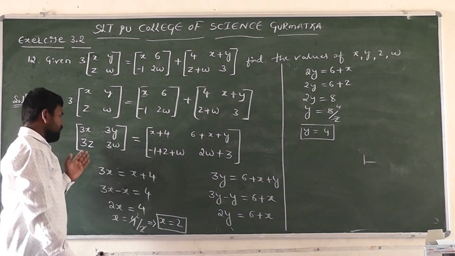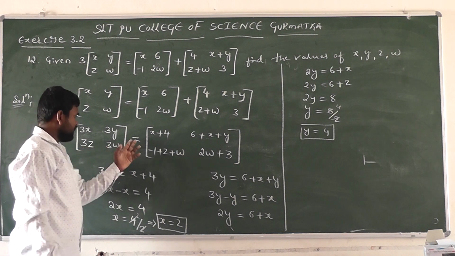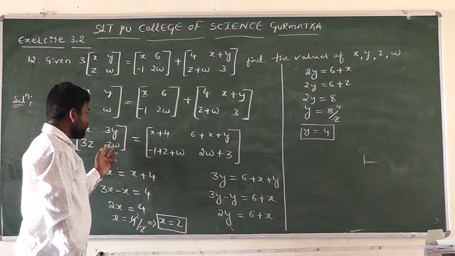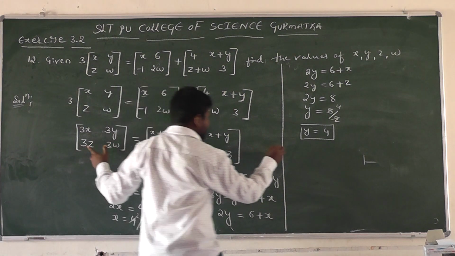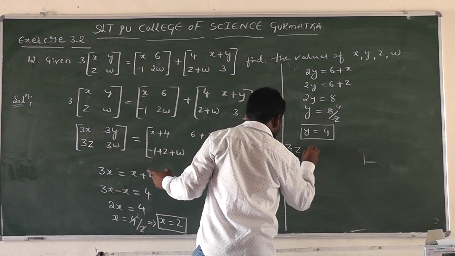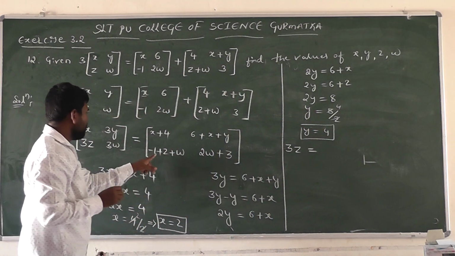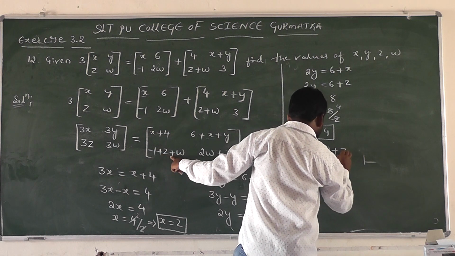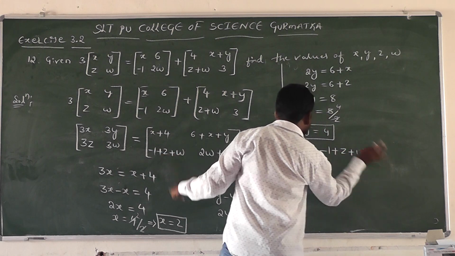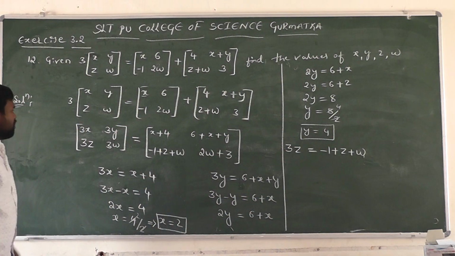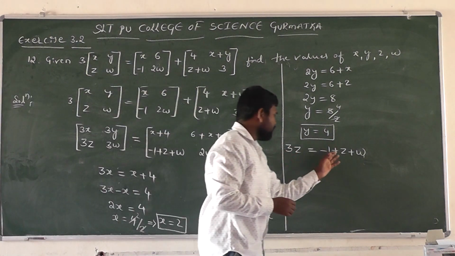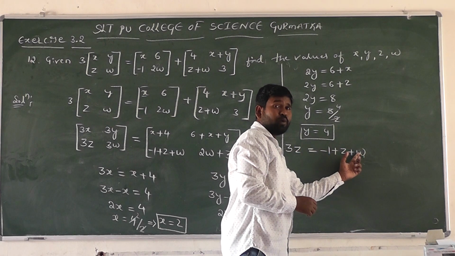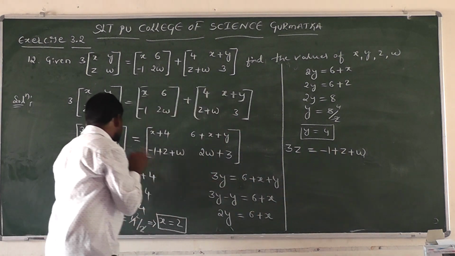Next, we have to find the value of z. Then 3z is equal to, we have to take this equation. 3z is equal to minus 1 plus z plus w, right? But here plus z we have to move to that side, and minus z comes. But here we don't know w, right? That's why we have to find the value of w directly.